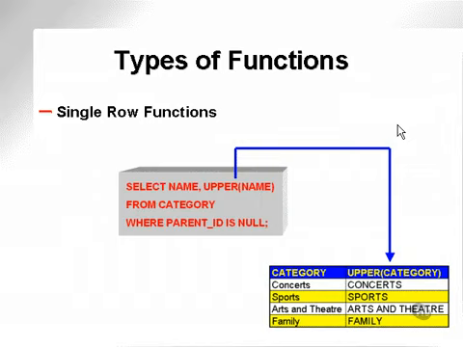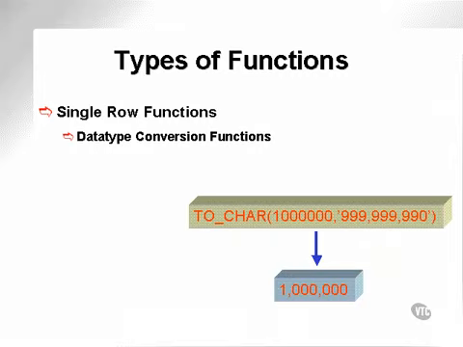For instance, as you can see in the example, I've selected the name twice from the category table, and I've executed uppercase on the name in the second column. All this means is that every category row selected from the category table will have the function upper applied to the name field. So the single row function implies that the function is applied to every row selected from the category table.